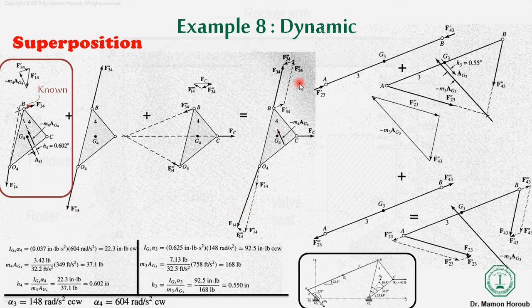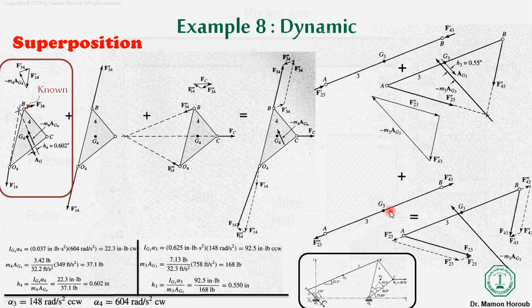So it means every force in this system for link 4 is known to us, everyone is known to us. Similarly over here, if you can see, we are considering the inertial force, so all the three components will be known to us.